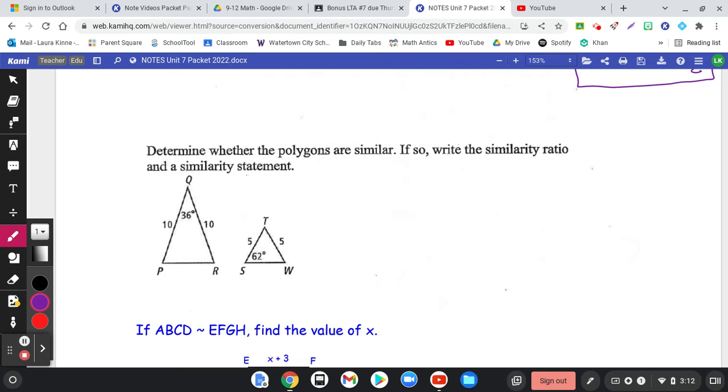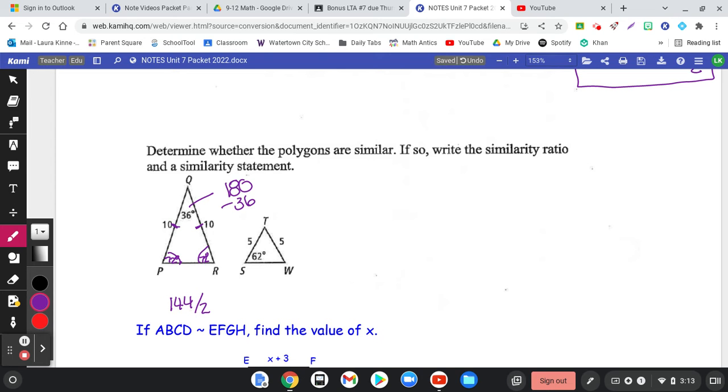Well, the sides, from what I can see, 10/5 is the same as 10/5, but you have to look at the angles. If this is 36, and these are both the same, their base angles are the same. So let's do 180 minus 36. That gives us 144 between the two of those. So that means that this angle is 72 degrees and this angle is 72 degrees.